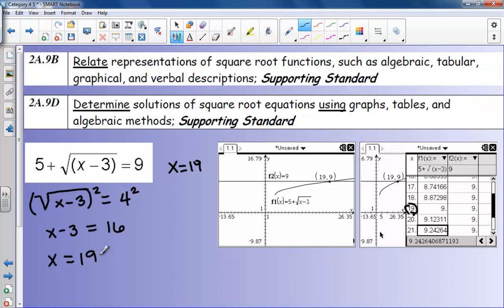Now solving algebraically, you have to take the time and go back and substitute then in and make sure that that works, because you do have the chance that it's extraneous. So 19 minus 3 would give me 16. The square root of 16 is 4. 5 plus 4 is 9, so my answer checks out here.